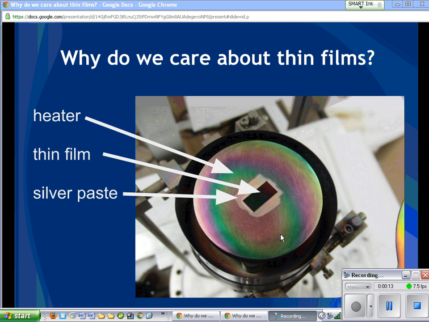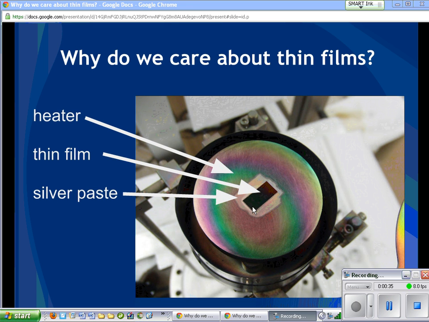This right here is the top of the heater. There's a ceramic heater right below it here, but this is the aluminum plate on top of the heater. And the piece of substrate onto which we make the thin film is glued onto this heater with silver paste. And you can see there's silver paste around the edges where we glued it on.